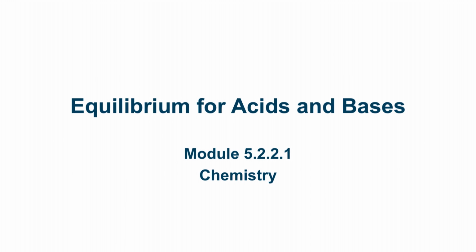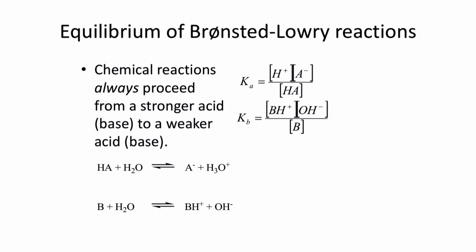Now that you've seen how to write down an equilibrium constant expression, let me show you specifically how this works for acids and bases. When you're talking about acids and bases, we're going to assume that if you're dealing with equilibrium, we're looking at Bronsted-Lowry acids and bases. Just to refresh your memory, a Bronsted-Lowry acid is a proton donor, and a Bronsted-Lowry base is a proton acceptor. So we can write down an equilibrium reaction for a Bronsted-Lowry acid or for a Bronsted-Lowry base.